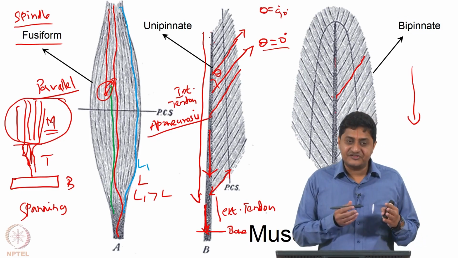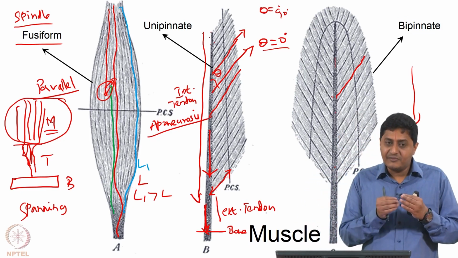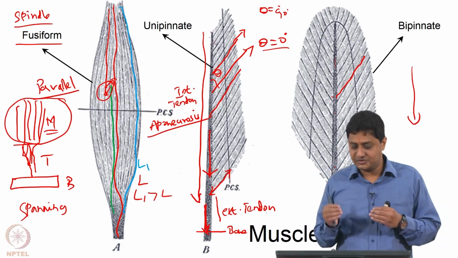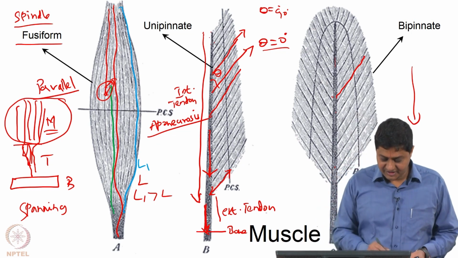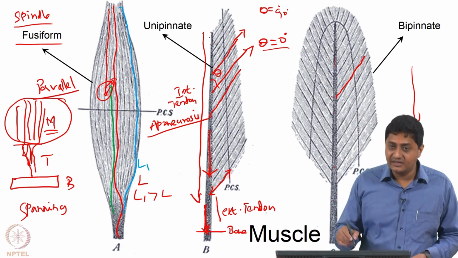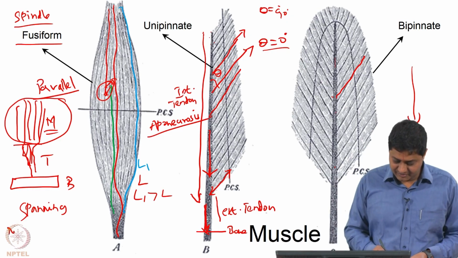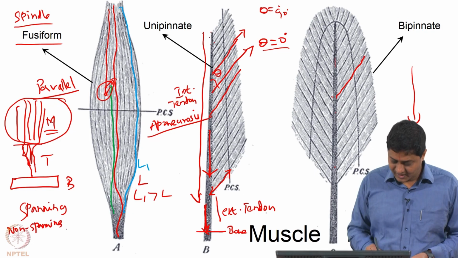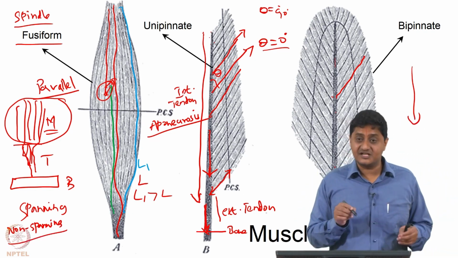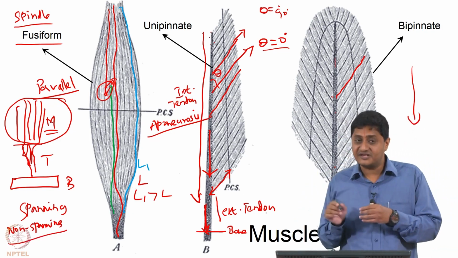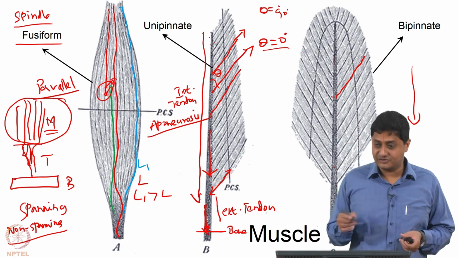So, this kind of force transmission that happens from fibers to neighboring fascial tissues is called as myofascial. So, this type of fibers that end in the middle are called as non-spanning fibers. Okay. And this type of force that gets transmitted from fibers to neighboring fascial tissues are called as myofascial force transmissions.